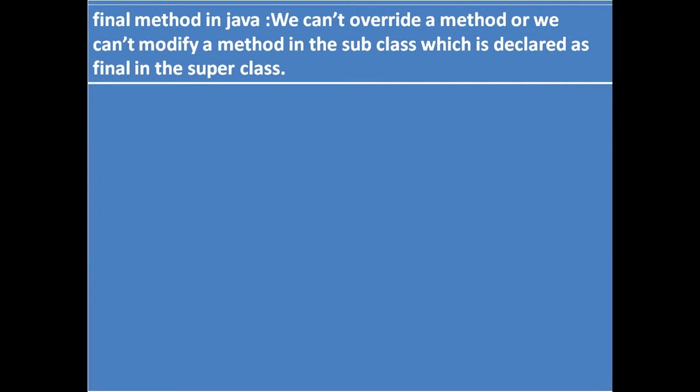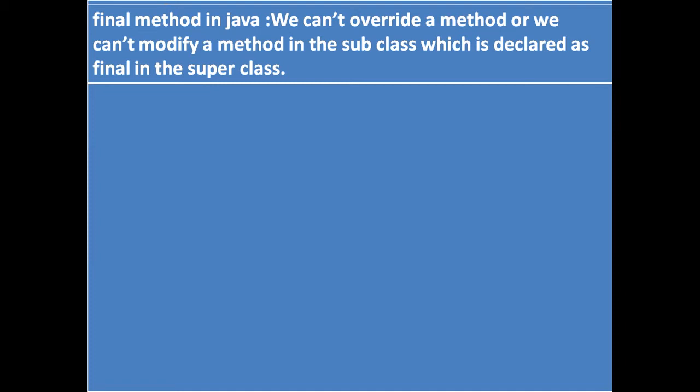Next one is final method in Java. We cannot override a method, or we cannot modify a method in the subclass, which is declared as final in the superclass. If you define a method as final in the superclass and you want to override that method in the subclass, you cannot do it, because a final method is never ever overridden.